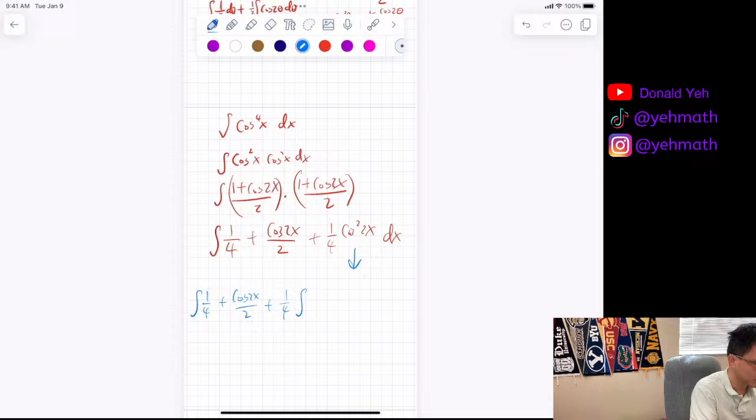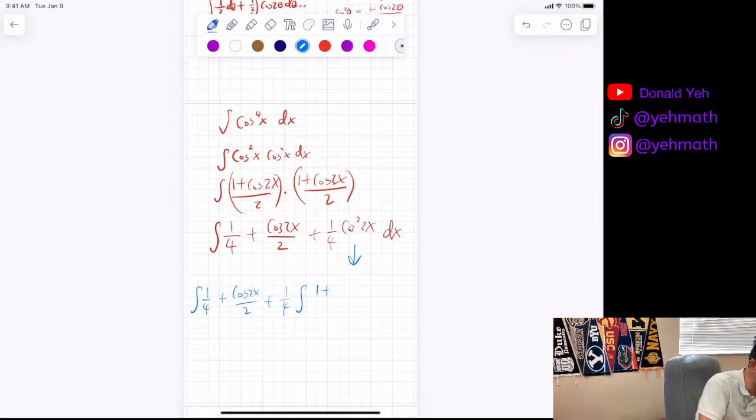So remember, your double angle identity is for cosine squared of x. What does that mean? That means the argument is going to double. Does that make sense? So 1 plus cosine of 4x over 2. Instead of cosine of 2x, this one is going to be cosine of 4x because the argument is double. Does that make sense?